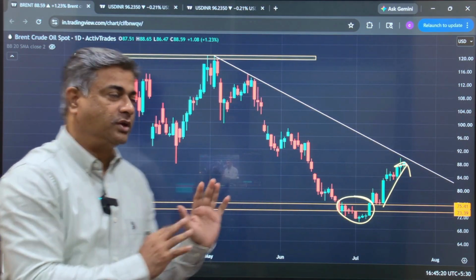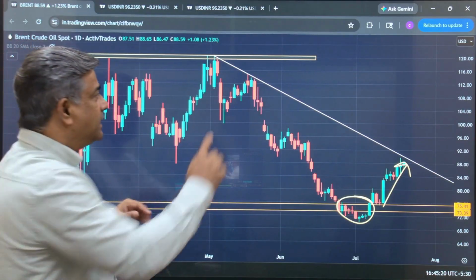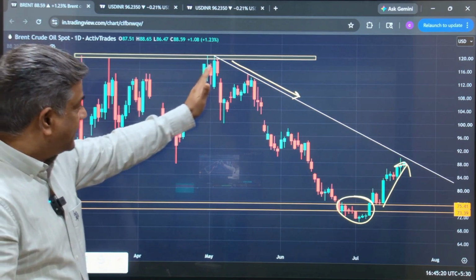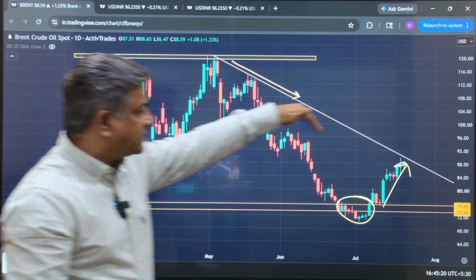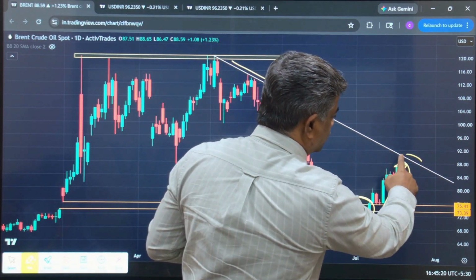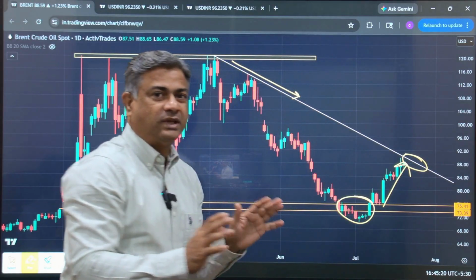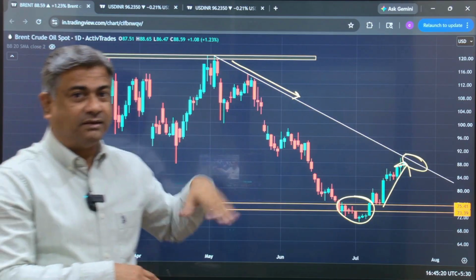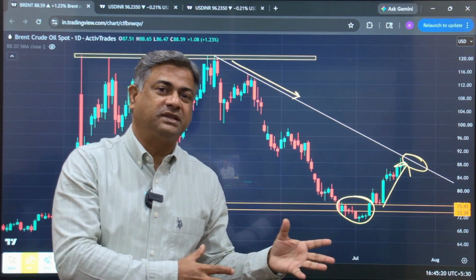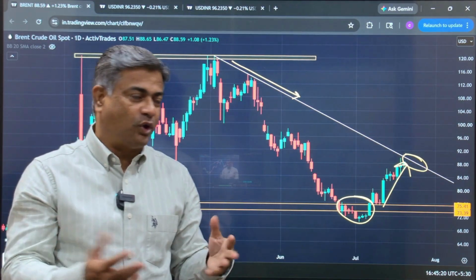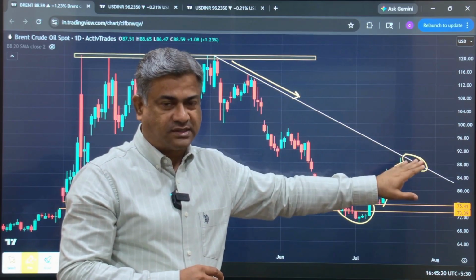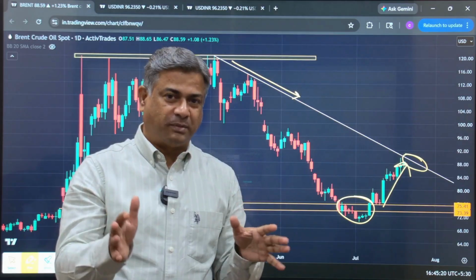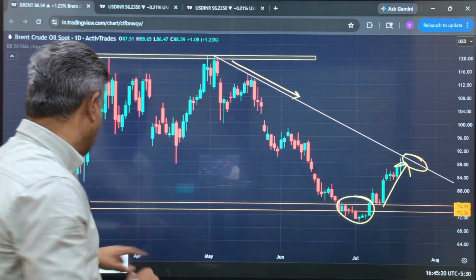This is Brent crude. Now hopefully this trend line which is connecting the previous peaks around here in May, typically it should get resisted here around that 88, 89, 90 mark. But again, heavily depending upon what happens in the Middle East. If there is some cool off, then crude should resist here, Brent prices should resist here and come down, hopefully for the best for everyone and also for dollar INR.